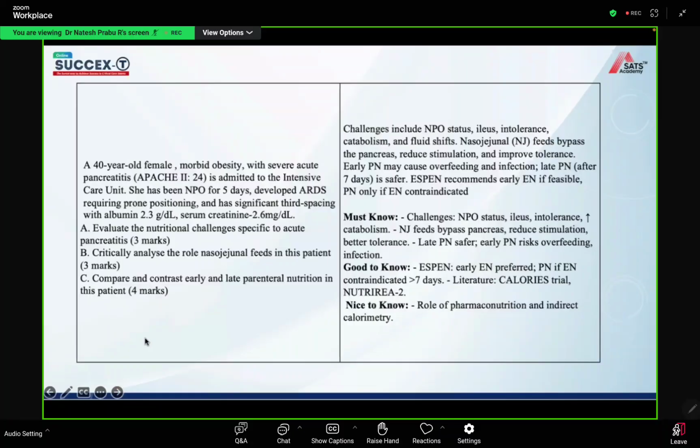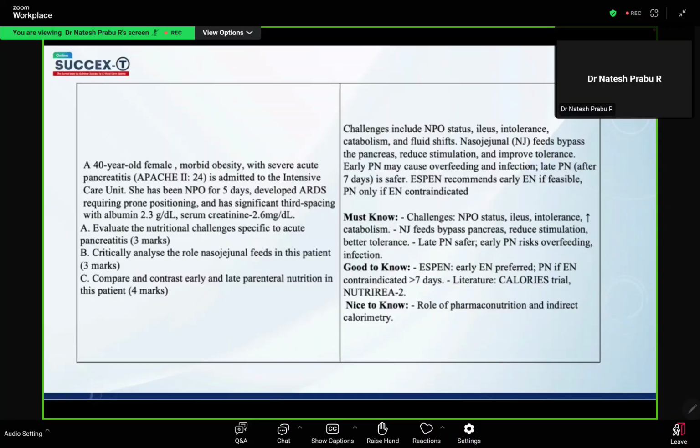Thanks, Varun. Actually, it's a very common question of pancreatitis. The idea is actually sometimes you may get a case scenario like this, and you may actually have to describe what is being given according to the context of the scenario provided. That is most important. You cannot write too general. The case scenario is provided specifically to address the specific challenges in the case scenario. So that is more important.